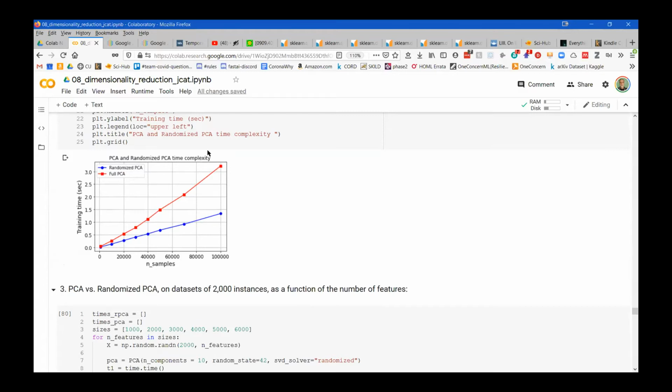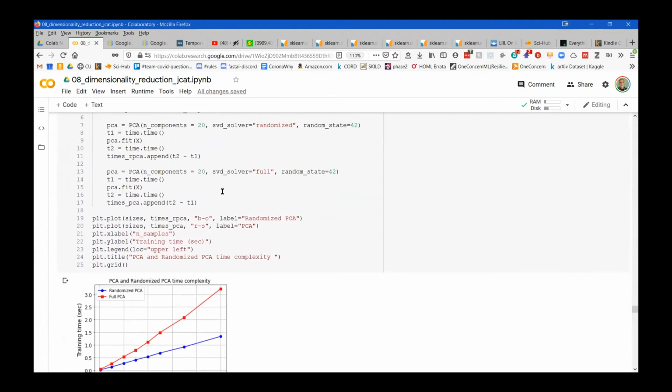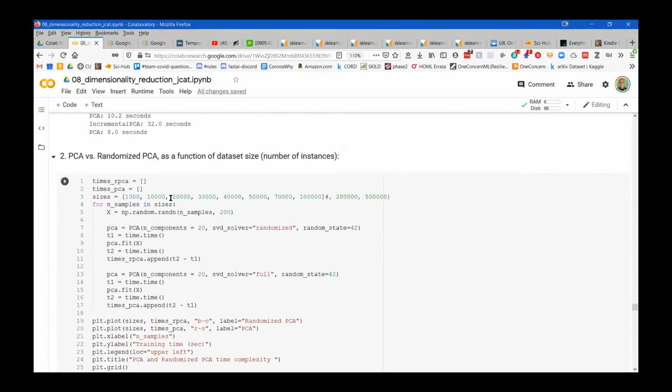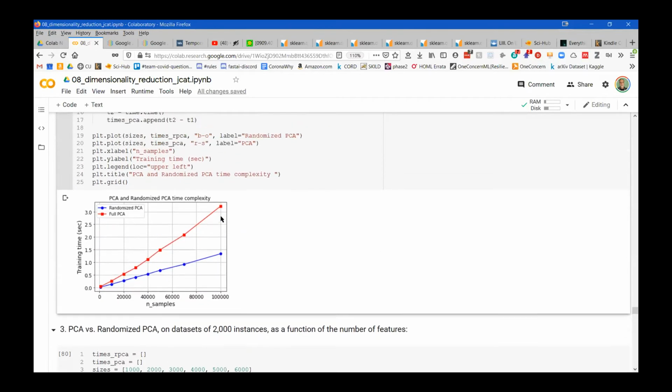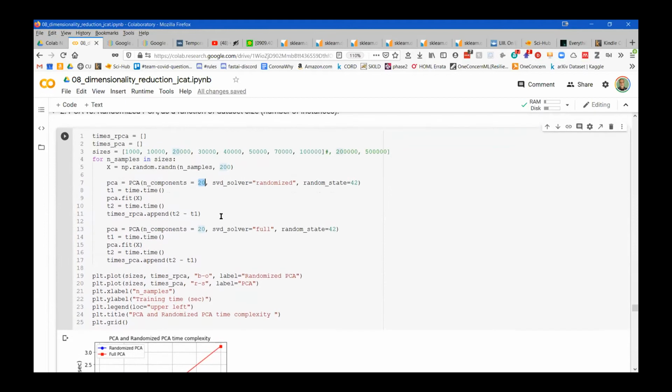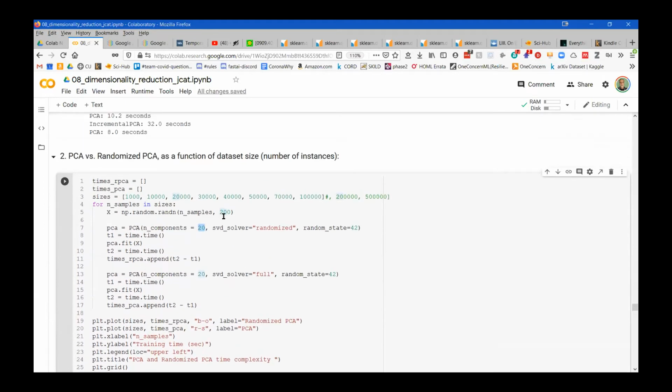So I looked into the code and found that if you change the dimensions a little bit, he had n_components equal to 5, I think. And that's a very small problem. That's not a problem where you'd be motivated to go to a randomized PCA to get speed. So I increased the number of components to 20. And I also increased the size of the problem.